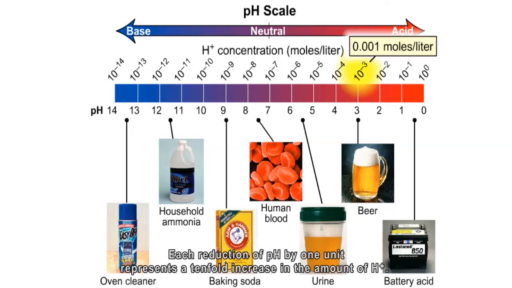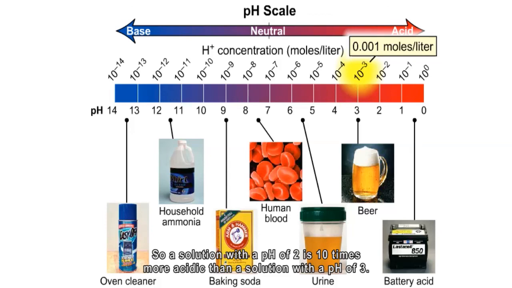Each reduction of pH by 1 unit represents a 10-fold increase in the amount of hydrogen ions. So a solution with a pH of 2 is 10 times more acidic than a solution with a pH of 3.